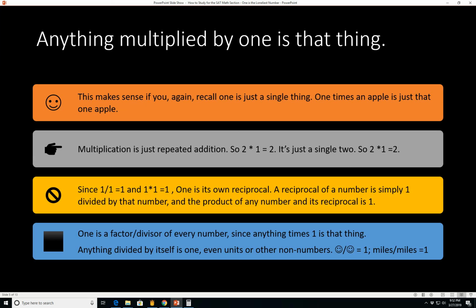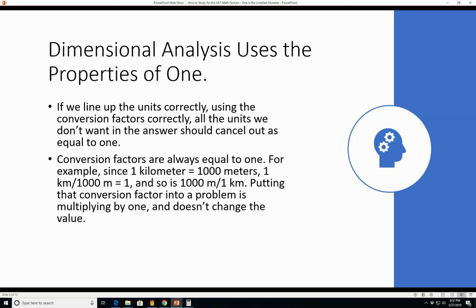Anything divided by itself is 1, even units or other non-numbers. For example, smiley face divided by smiley face is 1, miles divided by miles is equal to 1. That's useful in dimensional analysis, as you might find in your chemistry or physics problems.